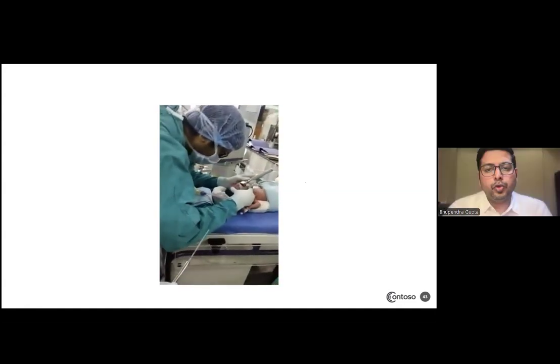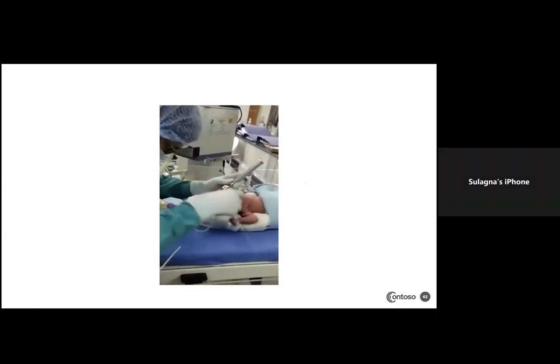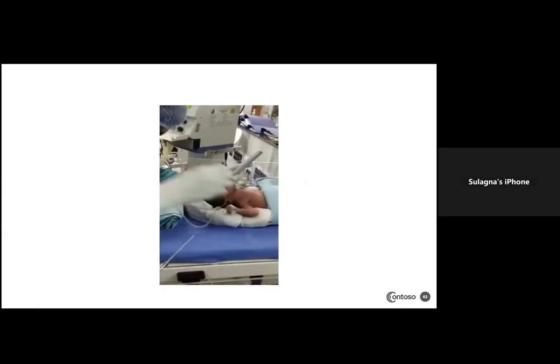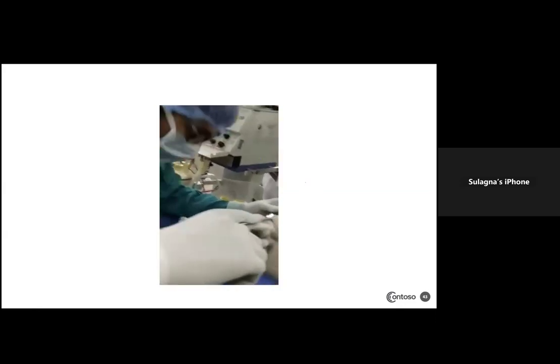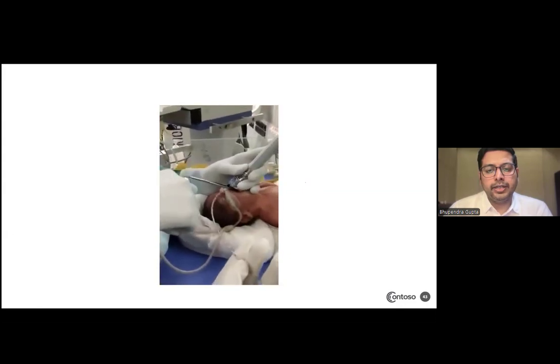Now I'm doing the laryngoscopy. I'm visualizing the vocal cord. Now, with the help of Magill forceps, I'm inserting the OG tube inside the vocal cord.